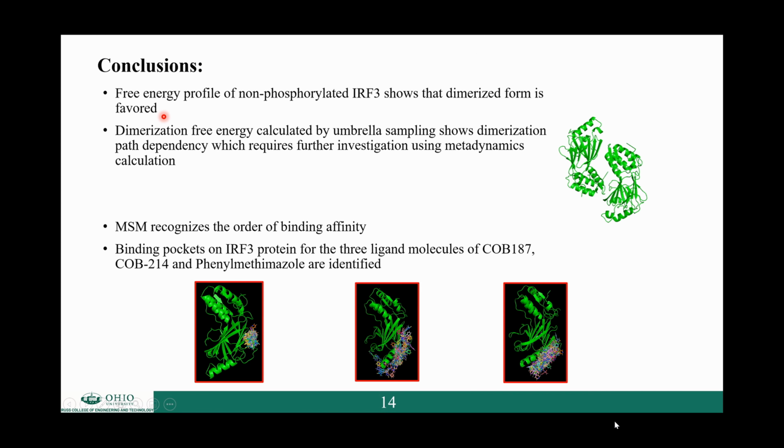In conclusion, our umbrella sampling free energy calculation showed that non-phosphorylated IRF3 has a favorable dimerized structure, but this free energy calculation is path dependent. So we need to do further analysis using metadynamics calculations to find the exact dimer configuration of the IRF3 protein. In the second part, we showed that the Markov state analysis can recognize the order of the binding affinity according to the experimental result, and we also found the binding affinity of the IRF3 protein with respect to 3 molecules, which requires further experimental validation to confirm this result.